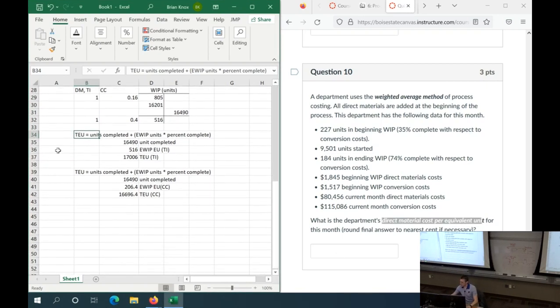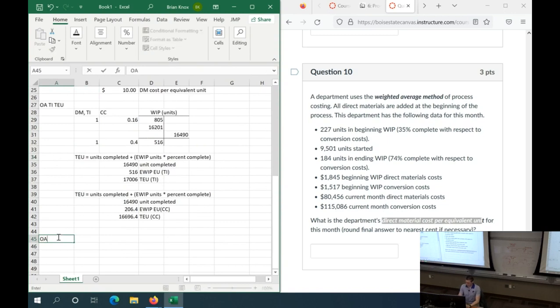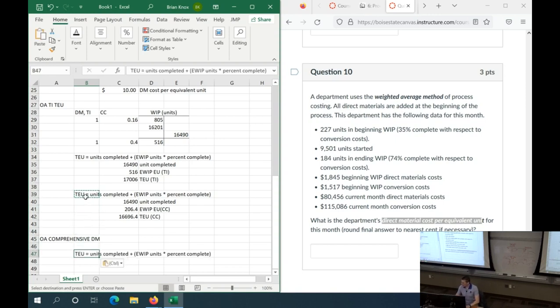All right, so now let's go ahead and do open answer, comprehensive, direct materials rate. I would like to do TEU first. I think that makes sense to calculate first. Anybody disagree? No? Okay. So TEU, I'll copy it over so I know what I need. I need units completed. I don't have units completed. The professor didn't give me units completed.